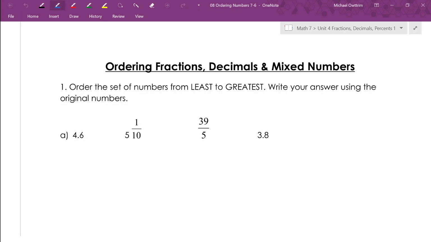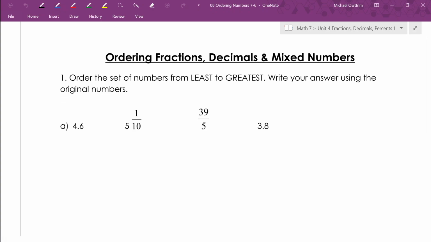Hello class, today we're going to take a look at some ordering questions for fractions, decimals, and mixed numbers. We're asked for the front side to order all of our numbers from least to greatest. Another way of saying this is ascending order, meaning going up from lowest to greatest. And of course we're going to write our answers using the original numbers.